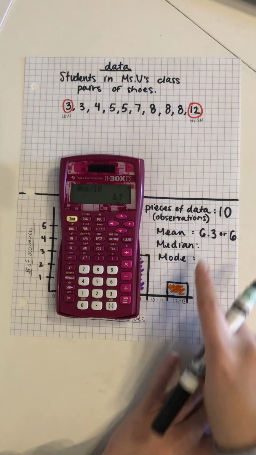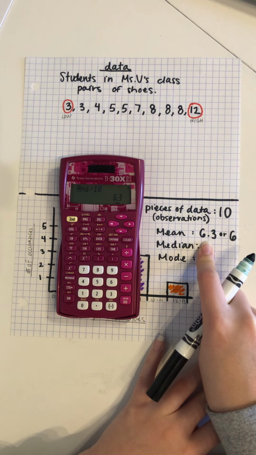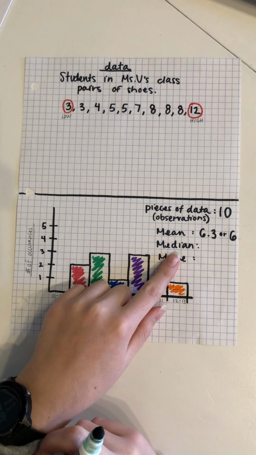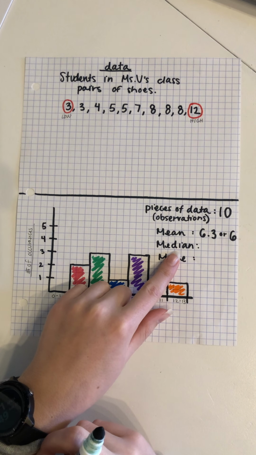So our true mean was 6.3, but because of the context of our question, I can't have 0.3 pairs of shoes, so I'm going to round to our nearest whole number, which we said was 6, and I agree. So what about our median? Do we remember how we calculate our median for our set of data? Anyone?